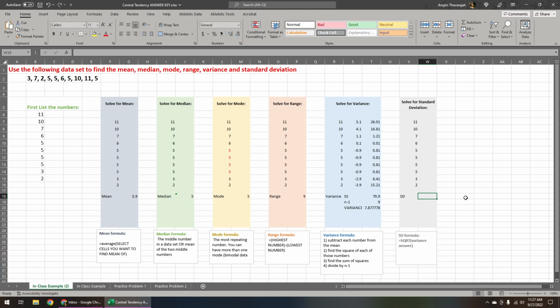Now, your standard deviation is super easy. All you have to do is get the square root of the variance. So you just do equals SQRT, open parentheses, click on your answer for variance, close parentheses, and that's it. So that's how you go ahead and complete central tendency in Excel.